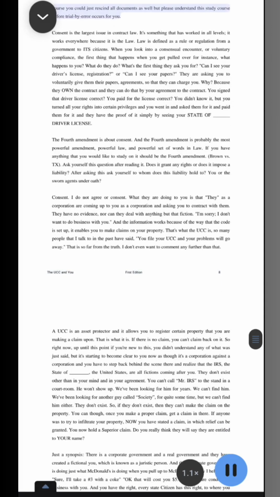The UCC and You, First Edition 8. Of course, you could just rescind all documents as well, but please understand this study course before trial by error occurs for you.